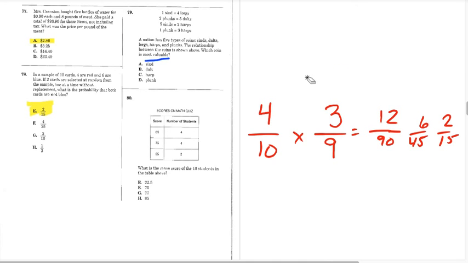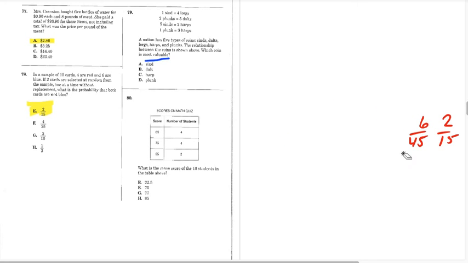Okay. All right, so if your answer is not there, look to see if you can simplify if it's a fraction. That'll usually work out if you've done it correctly.